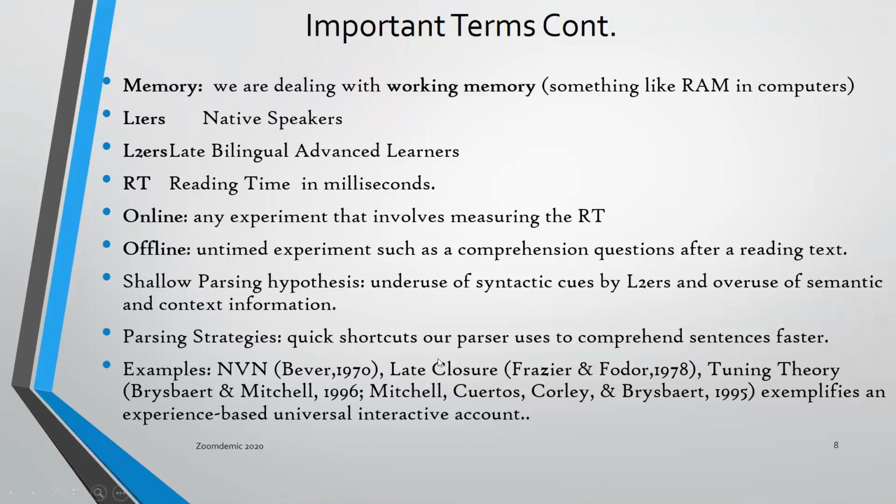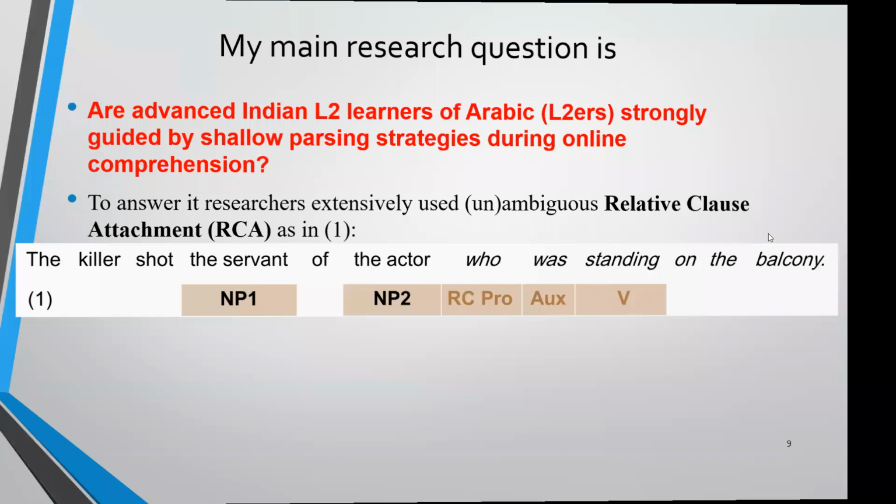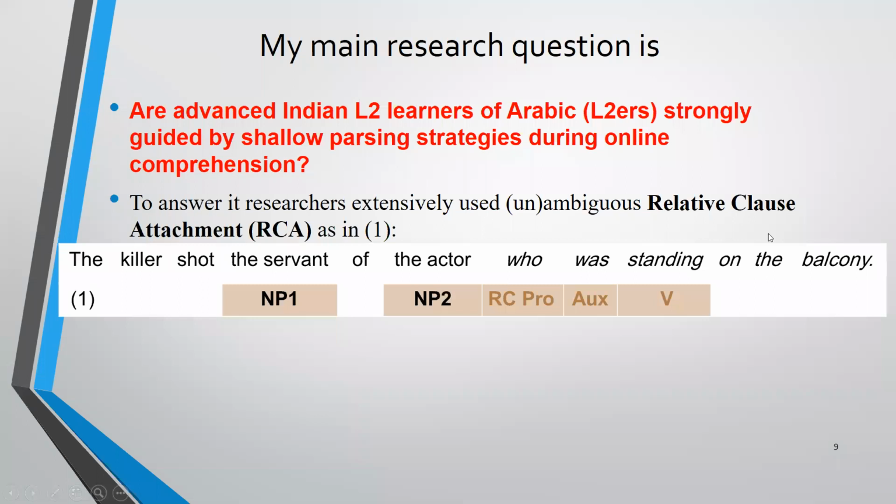Cool. Right. So my research question is, are advanced Indian L2 learners of Arabic, the L2ers, strongly guided by shallow parsing strategies during online comprehension? And remember, shallow parsing does not rely on syntactic cues. Shallow parsing relies more on semantics, more on the referential context. So the L2er heavily relies on that. It doesn't mean that the L2er doesn't have syntax, or that L2ers are always guided by semantic cues. It just means that they are overusing it. They are over relying on semantics.